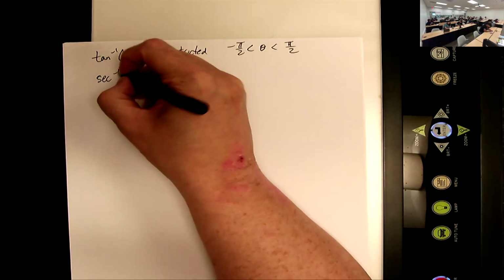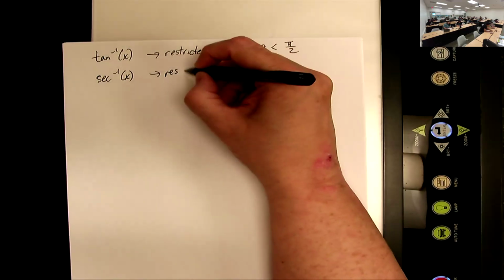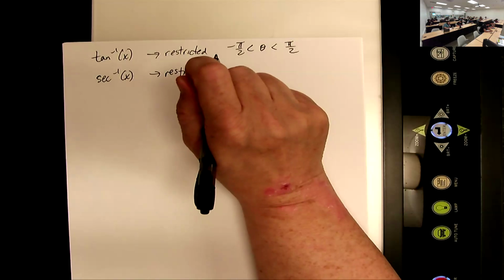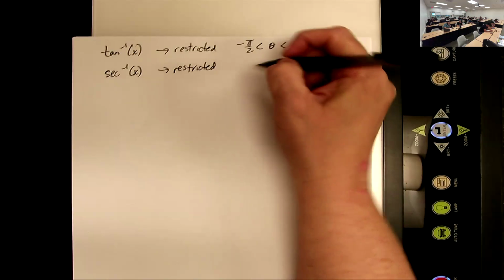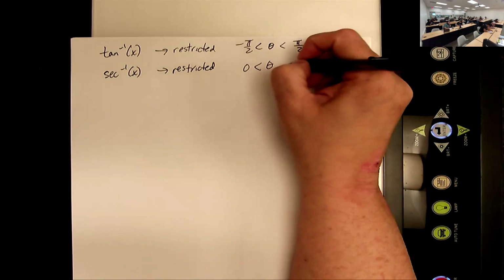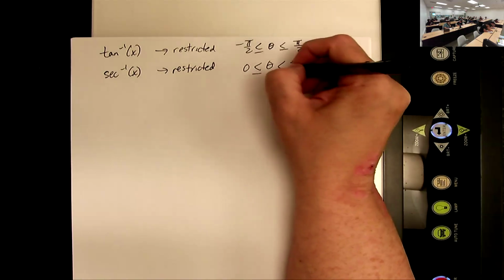And secant inverse is restricted to zero to pi. And I'm missing the equal portion of this.